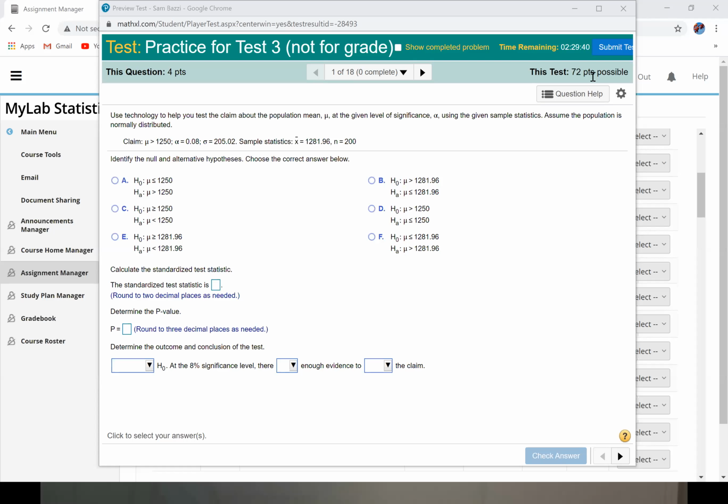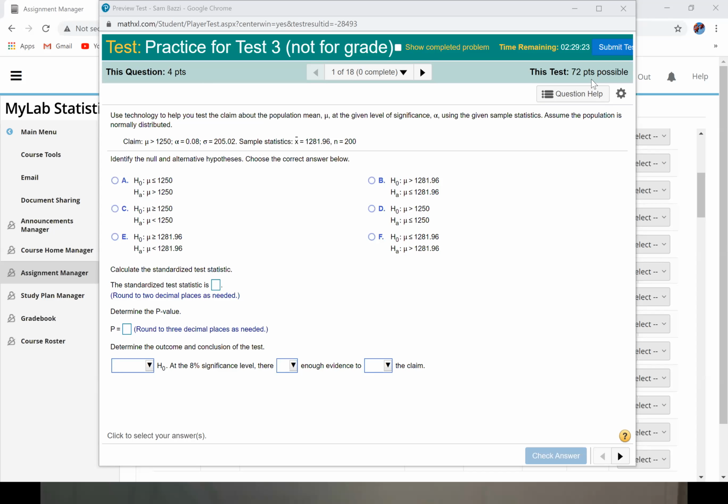So this is the practice questions to help you prepare for test 3. I selected the problems very carefully so they can reflect on the actual test.